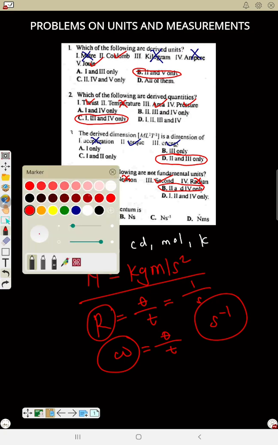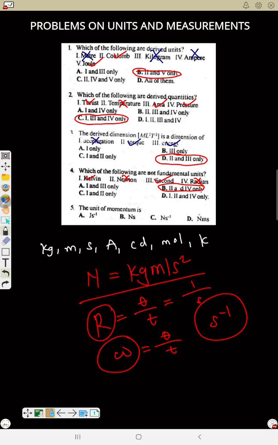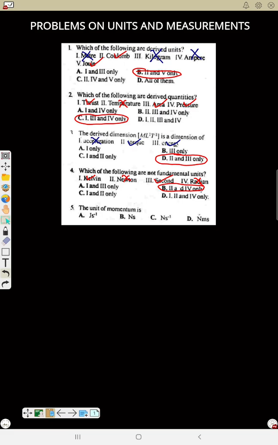Now the number 5. The unit of momentum is, now what is momentum? Momentum is mass times velocity. We already know that momentum, we can use this symbol, is equal to mass in kilogram times velocity in meter per second. So that means momentum should be kilogram meter per second.